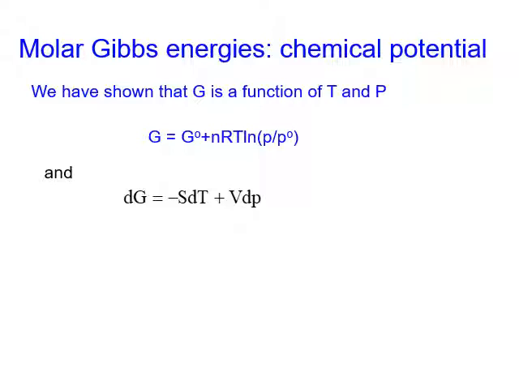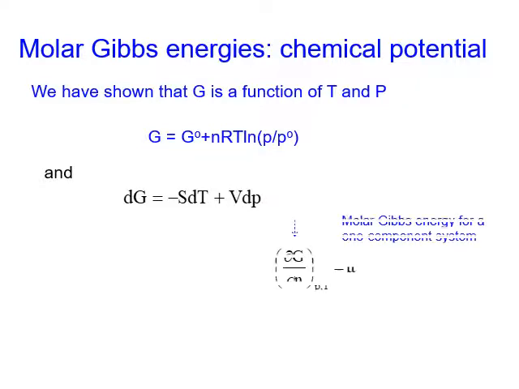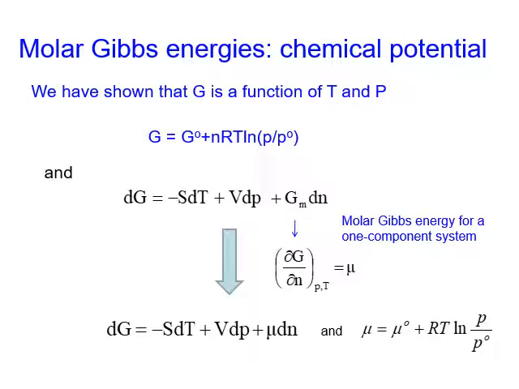If we include the number of moles change, then we need to add the molar Gibbs energy, which is Gm, times the number of moles change. Gm, the molar Gibbs energy, is called the chemical potential. So to the fundamental equation, you need to add mu times dN. Mu is the chemical potential, which is the standard state chemical potential plus RT ln P over P naught.